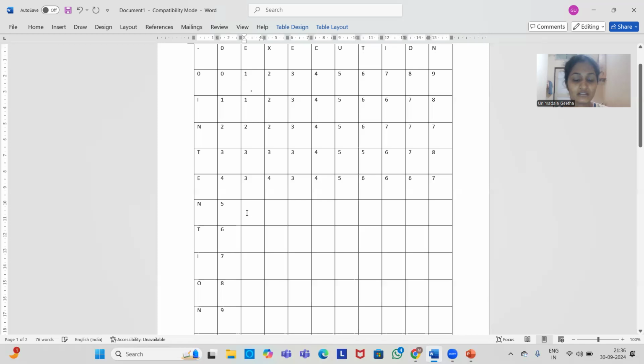Now we compare the letter N with execution. N and E, the number will be 4. N and X, the number will be 4. N and E, the number will be 4. N and C, the number will be 4.